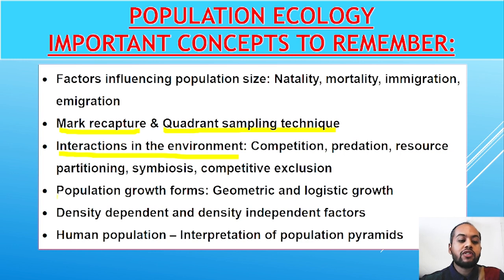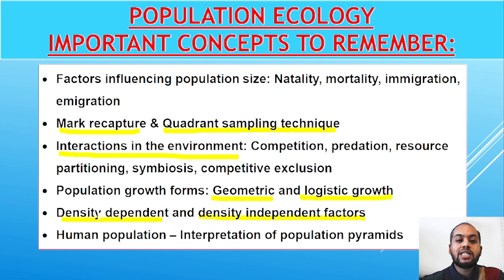There were different types of population growth forms that you would have studied in this topic, namely geometric growth as well as logistic growth, where geometric growth was the J-shaped curve, while the logistic growth form was the S-shaped curve. Then the differences between density dependent and density independent factors. You need to know what the differences are between the two, as well as describing some density dependent factors and listing a few density independent factors.